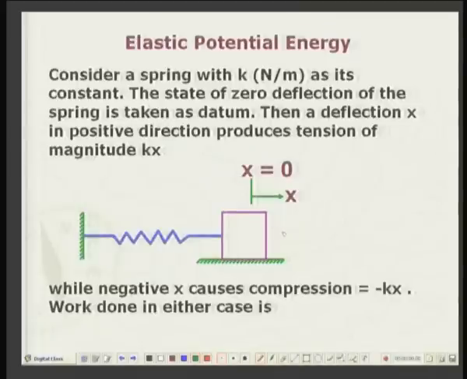When it goes in the positive direction, let us say it has reached over here, then we have already seen the energy is equal to half k times the displacement from the zero level, that is x. So, half k x square, and even if it goes in the negative direction, that is the spring is compressed, again it will be half k times minus x square, and the square of minus x is again positive. So, whether the mass moves to the left or to the right, the potential energy stored in the spring will always be positive. That is the interesting aspect.